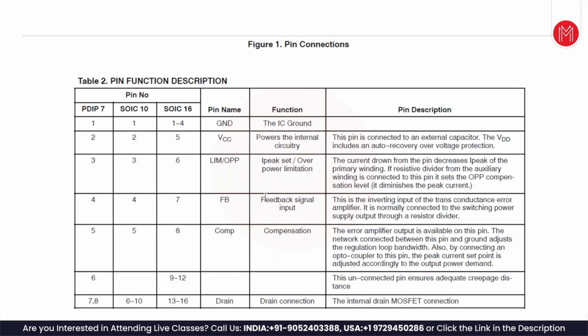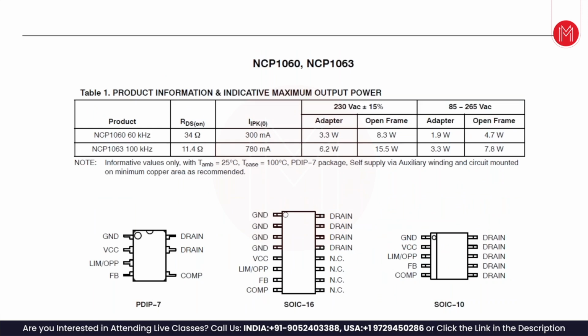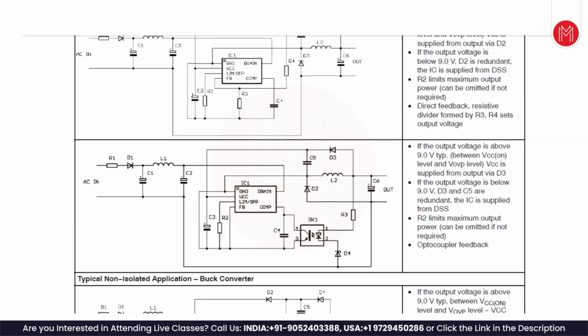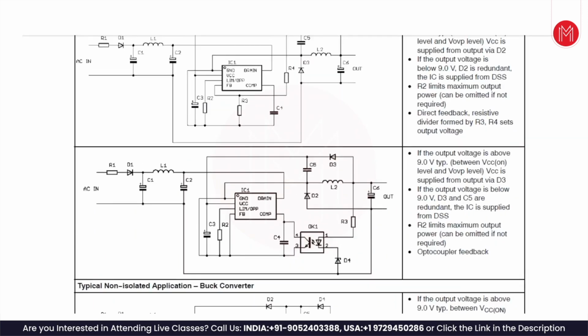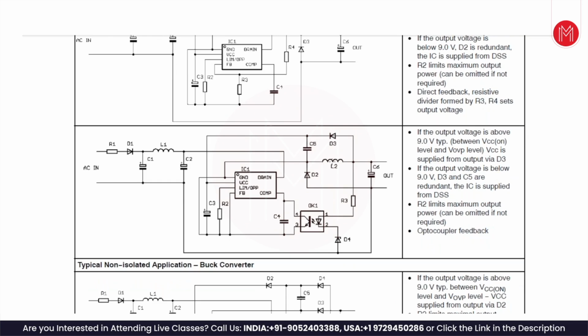Drain is the drain connection, the MOSFET drain. Feedback is the inverting input of the transconductance error amplifier. It is normally connected to the switching power supply output through a resistor divider. Here are different topologies, basically the buck converter topology, where there is no isolation. If you remember, the inductor and capacitor are connected directly on this side, and the other side is the drain. Drain is connected here, and then the VCC and all that. This is the buck converter.